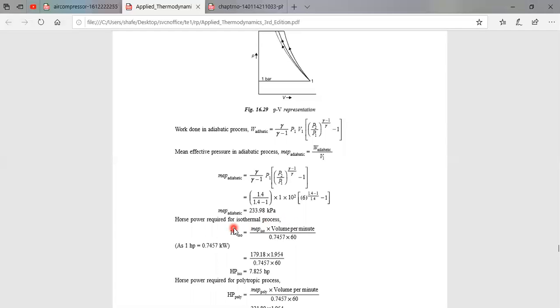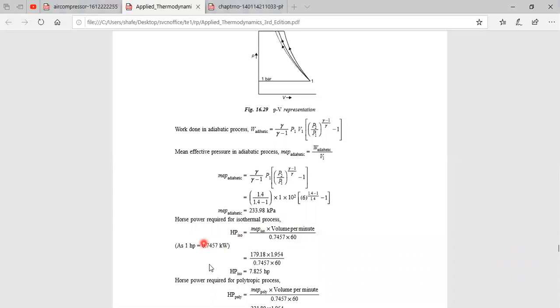Power required for the isothermal process is given by the pressure into volume per minute. Power is work done per second. P into V is the work, the particular work, right?